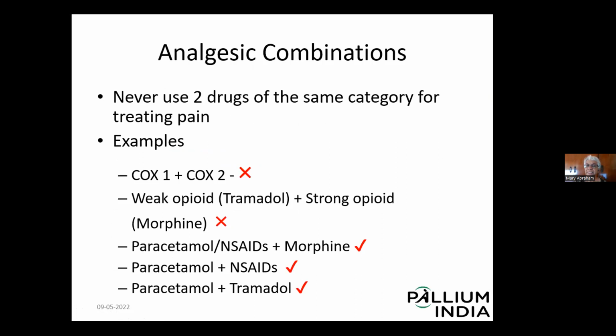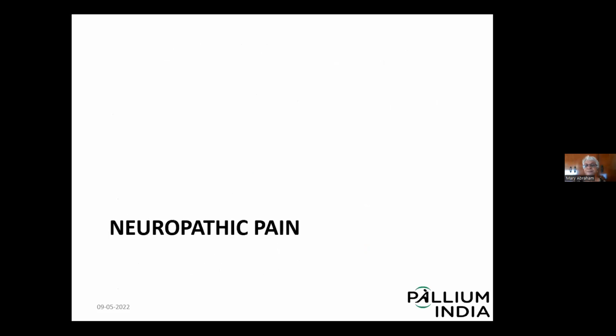So if you look at the analgesic combinations, we should never use 2 drugs of the same category for treating pain. For example, you don't combine COX-1 and COX-2 inhibitors. Or you don't combine a weak opioid with a strong opioid. Don't combine tramadol with morphine or tramadol with methadone or tramadol with a fentanyl patch. And the combinations that are good are paracetamol with NSAIDs, paracetamol and NSAIDs with morphine, or paracetamol with tramadol. So these are the favorable combinations.